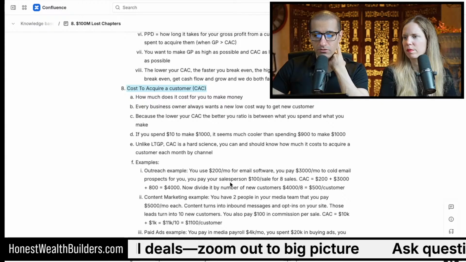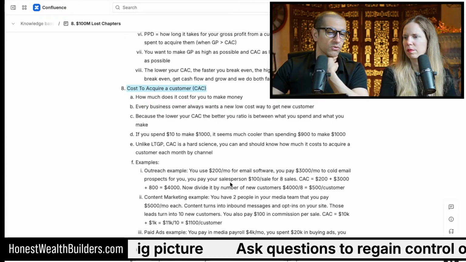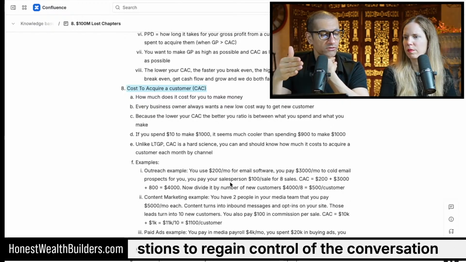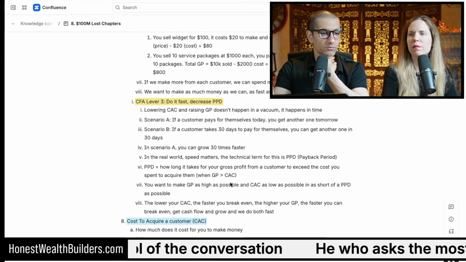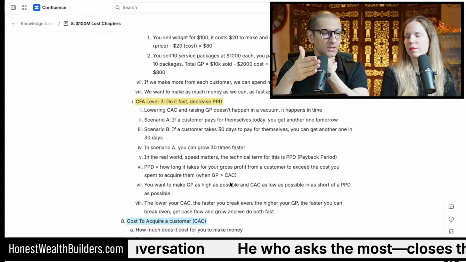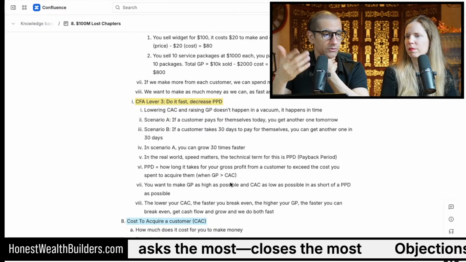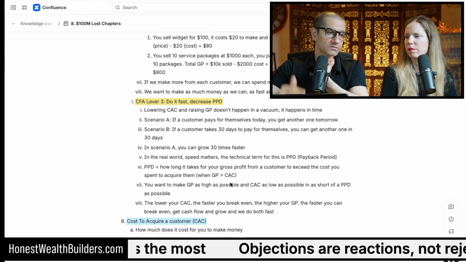And lever number 3 is do it fast, decrease PPD, payback period. So if you bought for 10, you sold it for 20, and you're getting that 20 back in 5 years, as opposed to getting it back in 5 months, the faster you get it, the faster you can redeploy the capital to buy more properties. So that's why PPD is important. You want to make it as short as possible.